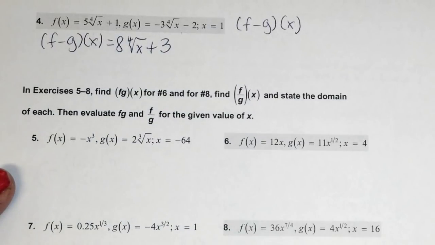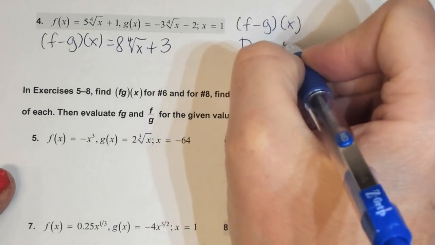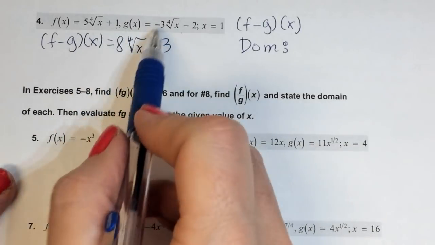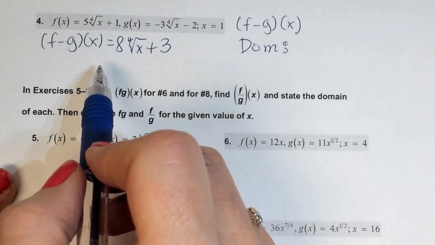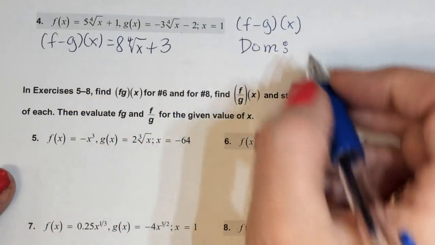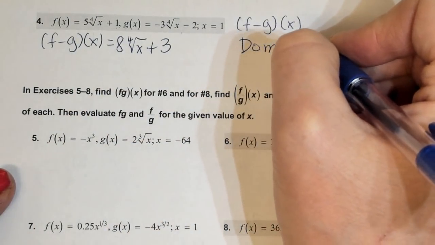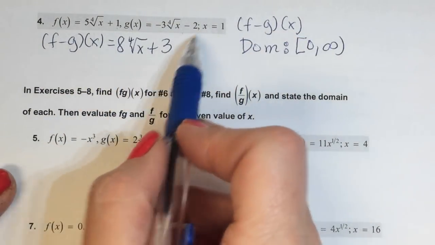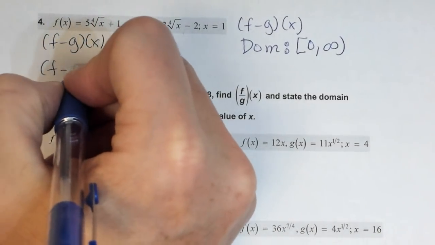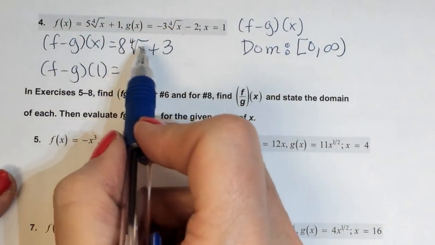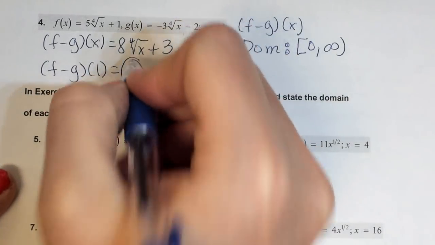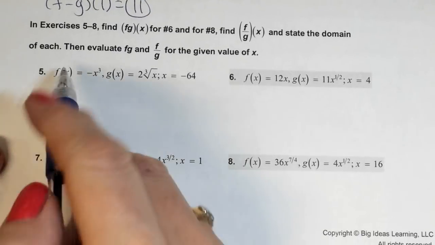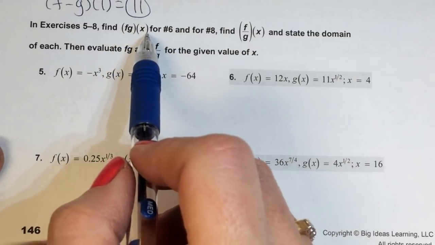Everybody agree? All right, let's go ahead and write our domain. So we look at the beginning functions as well as the end function. Are there any restrictions? We look at our root. Are there restrictions? Yeah. What is it? Can't be negative, so how do I write it? Good. 0 to infinity. Plug 1 in for x. So now f minus g of 1. So the 4 through to 1 is 1 times 8 plus 3 is 11. Okay? Not difficult.